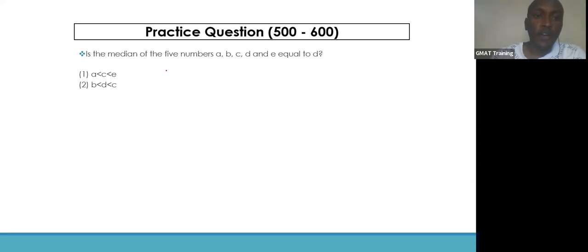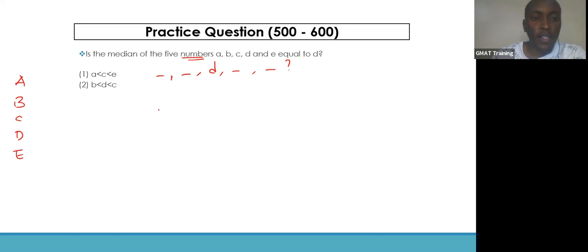So, is the median of 5 numbers, not integers, A, B, C, D, and E equal to D? The question really asks, is the order like that, with D being the middle value? So let's go to statement 1. Let's write down the answer choices so that we can eliminate them as we go on.